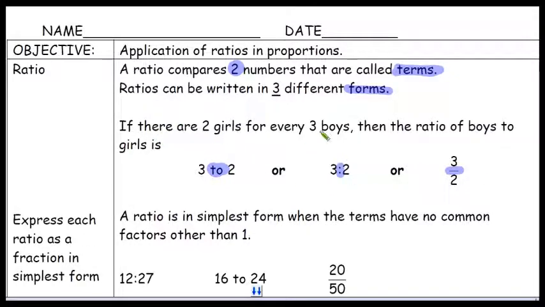If there are two girls for every three boys, then the ratio of boys to girls is 3 to 2. There are three different ways of writing it. Now what you want to pay attention to here is what they're asking for, because it's very, very important.